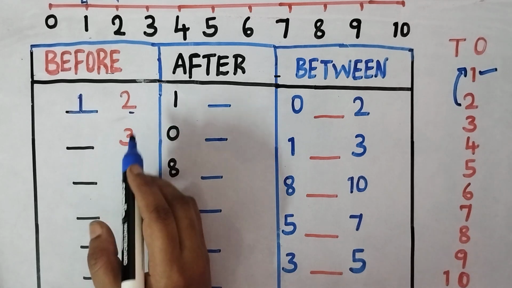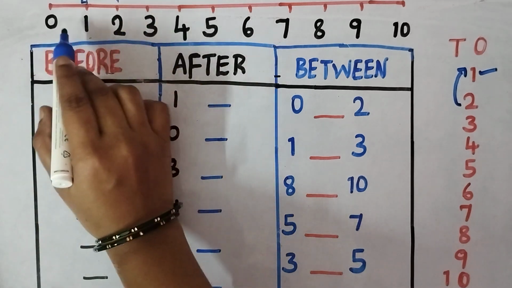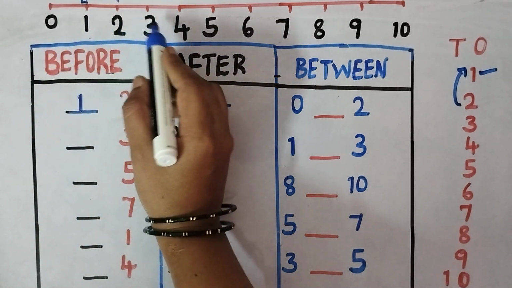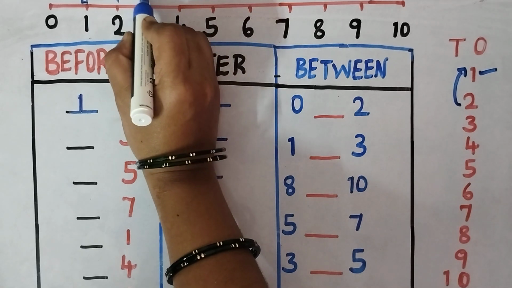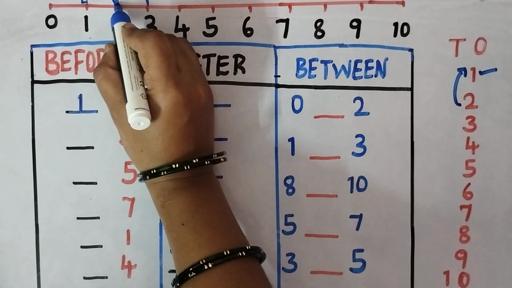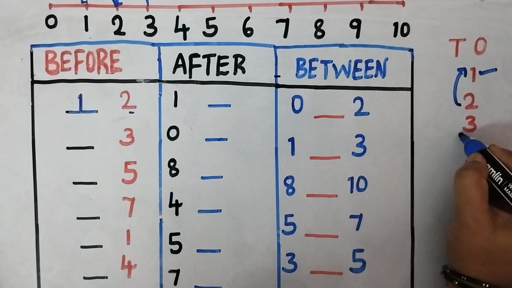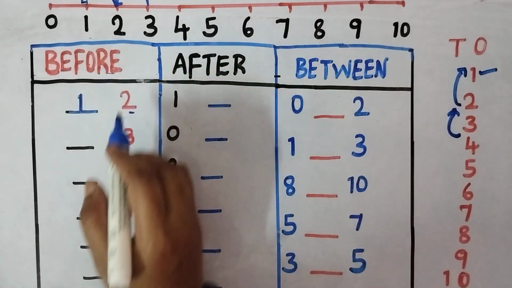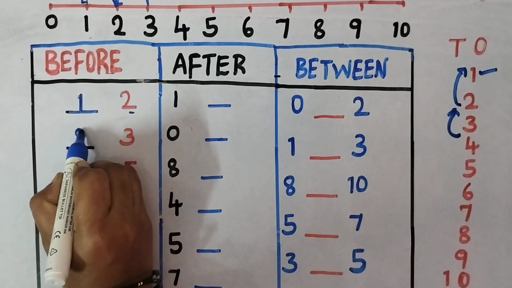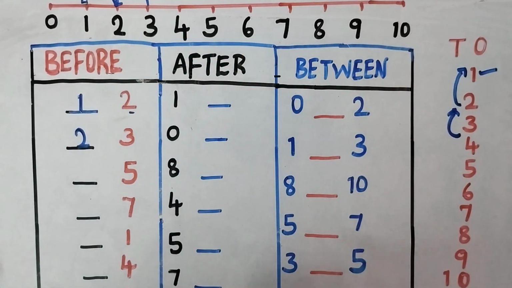So next is the 3. On the number line here is the 3. Before 3, what comes? Here that is number 2. So before means going up. Here also from 3 going up. Before 3, what comes? 2. Okay, very good.